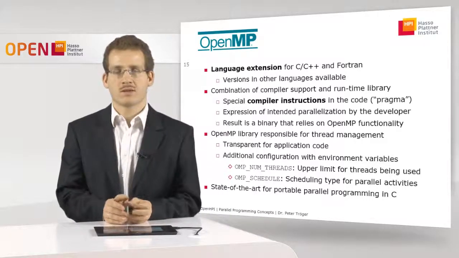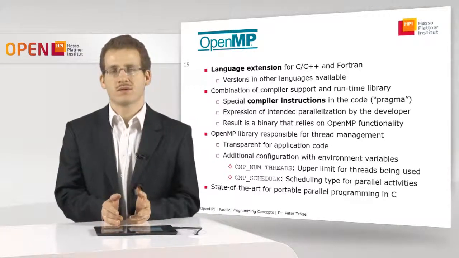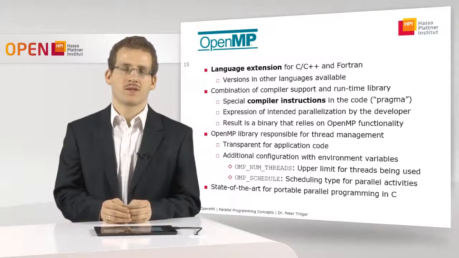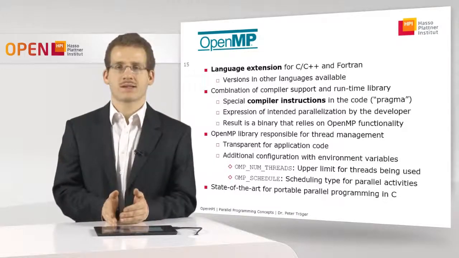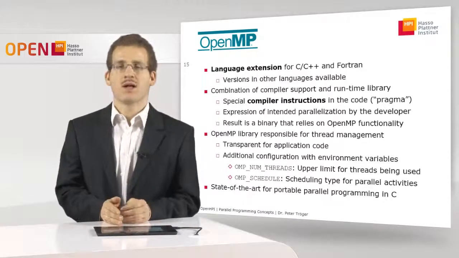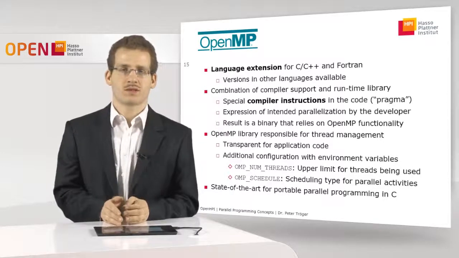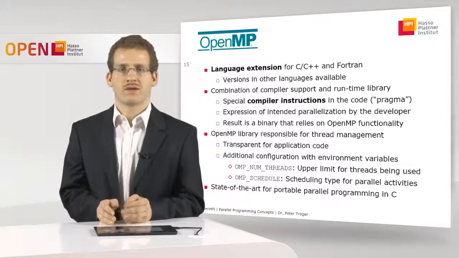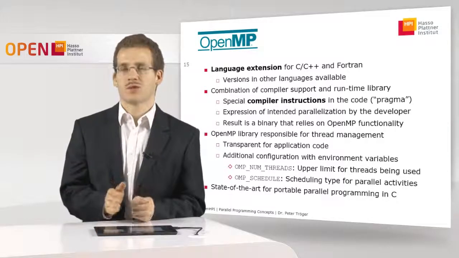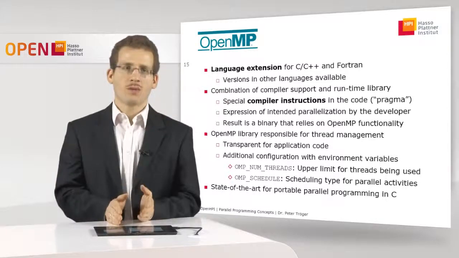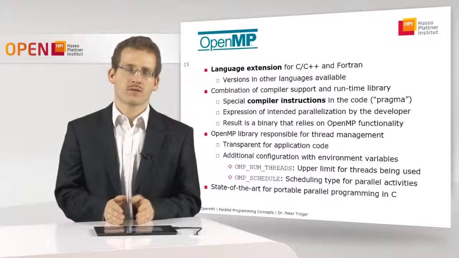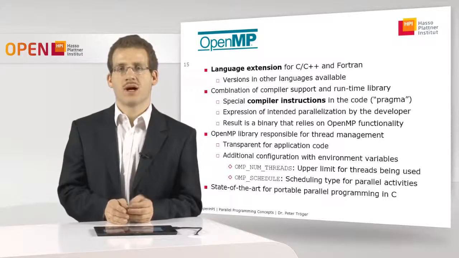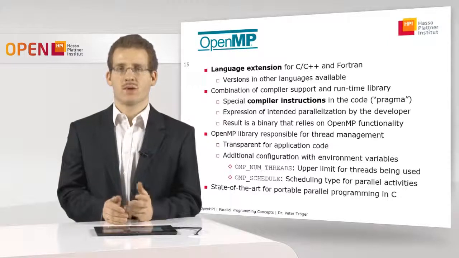OpenMP is a standard created meanwhile by an industry consortium, also with collaboration from universities. And OpenMP is a specification that defines a language extension to C and C++ and Fortran. Fortran is relevant because this is one of the major languages in scientific parallel computing and is very relevant there to solve large-scale simulation problems, for example. OpenMP is a combination of compiler support and a runtime library. So in order to use OpenMP, you need a compiler, a C compiler, for example, that supports OpenMP.